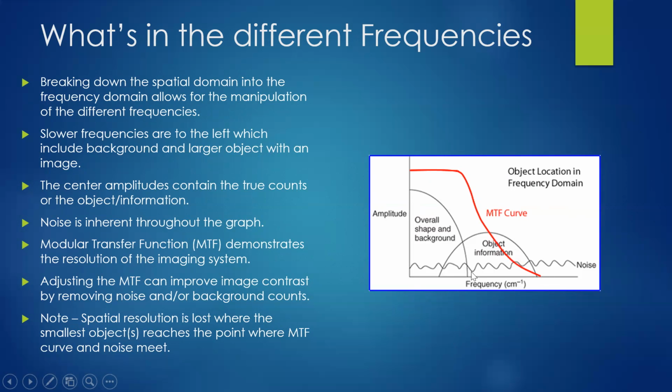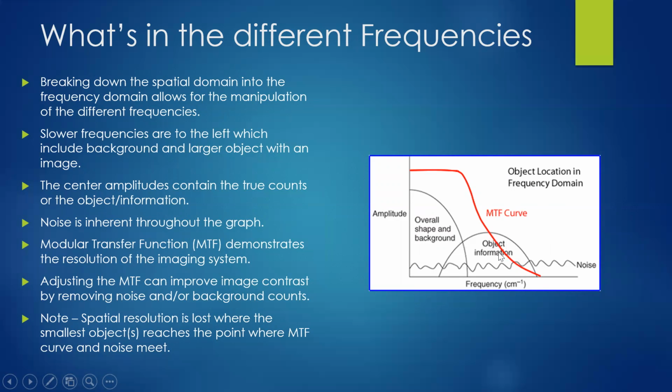Note also in this scenario that no matter what you see, you're always going to see noise. All right. And this is also lower oscillations, and these are greater oscillations as you continue going further out here. So over in this end, we have larger objects. We also have background, the overall shape of the object. Over here, we've got the object of information. That is what we really want to see.